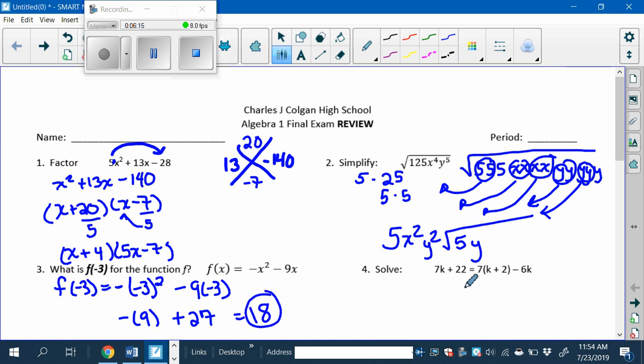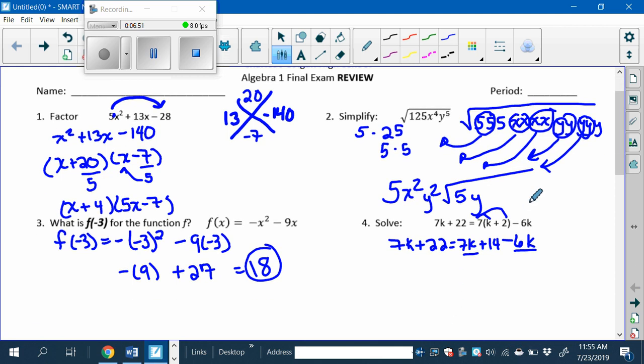Okay? Now here, what we need to pay attention to when you're solving an equation with variables on both sides is that you want to distribute first and then bring the variable over to one side as quickly as possible. So the first thing I'm going to do is I have 7k plus 22 is equal to 7k plus 14 minus 6k. Now, I have like terms on one side of the equal sign, so I'm going to combine these first. I do not bring them over one by one. That leads to a lot of error, so I just want to be very careful with that.